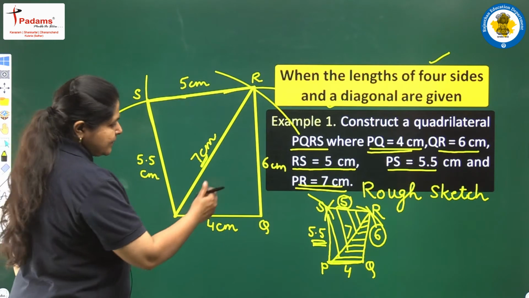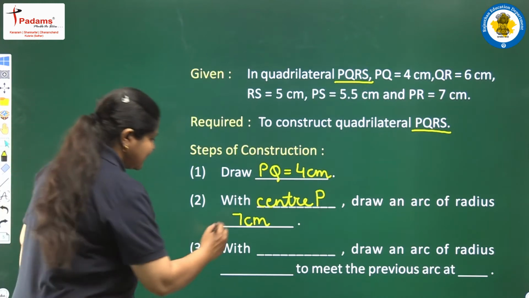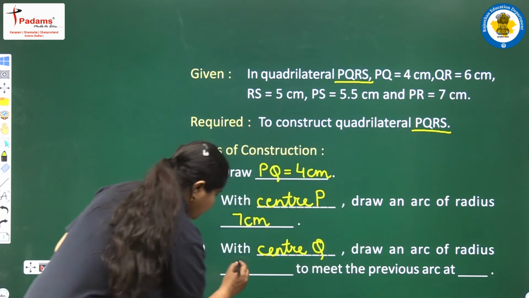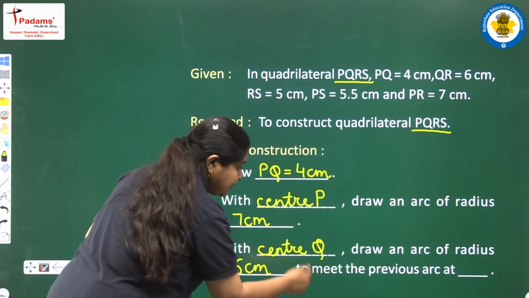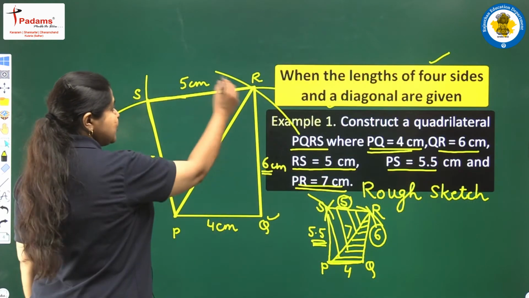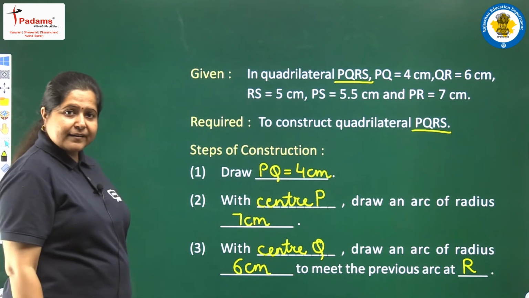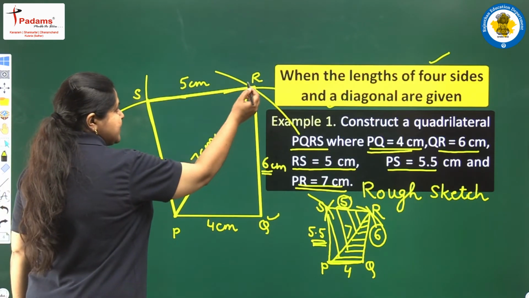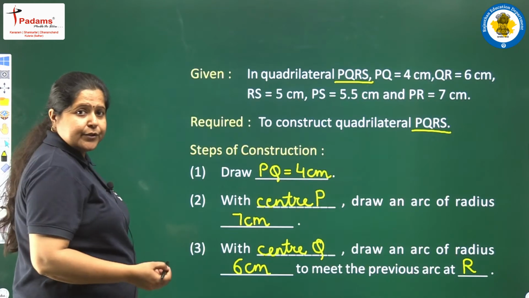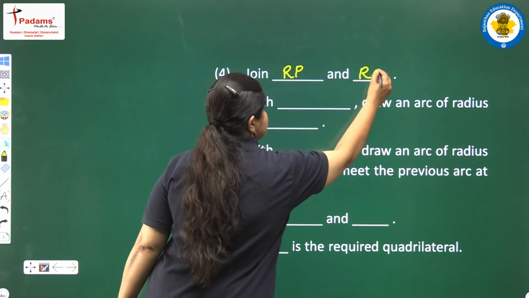What we did next? With center Q, draw an arc of radius 6 centimeter. With center Q, draw an arc of radius 6 centimeter to meet the previous arc at point R. You can see the two arcs are meeting at this point R. So here we have written this point R. Then what we did? We joined this R to P and R to Q, or join RP and RQ. So join RP and RQ.